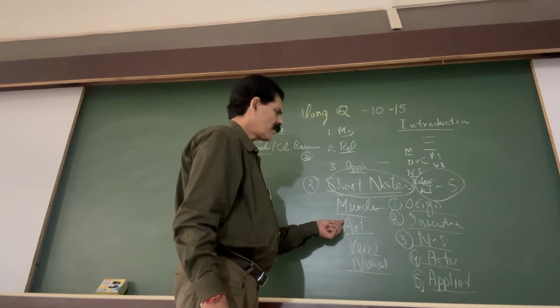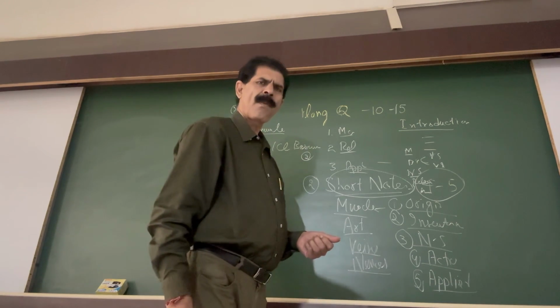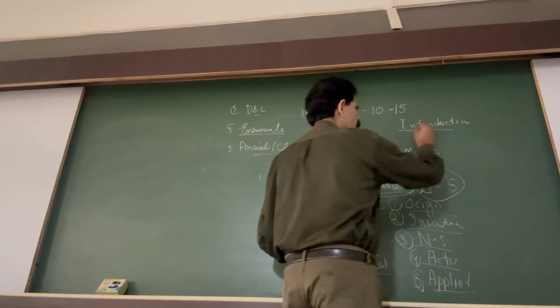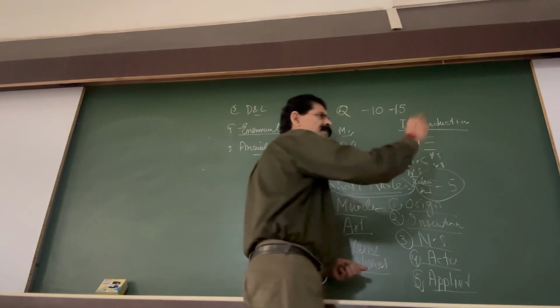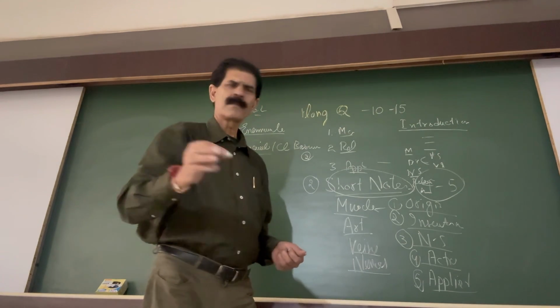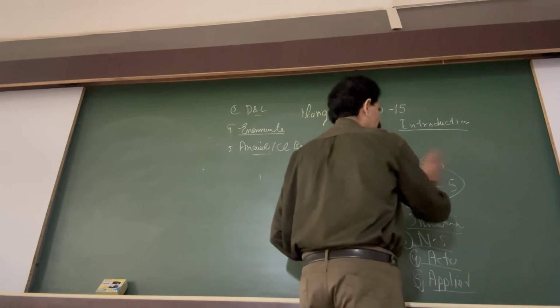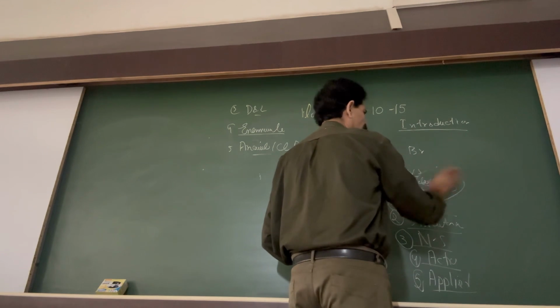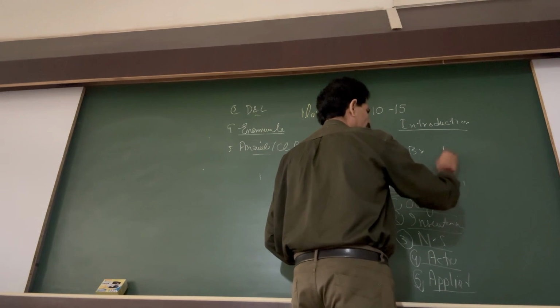Whenever you have to write about an artery, first you have to write the introduction, that this artery is a branch of such-and-such artery. The second heading will be the branches. What are the branches of the artery? 1, 2, 3, 4 branches.